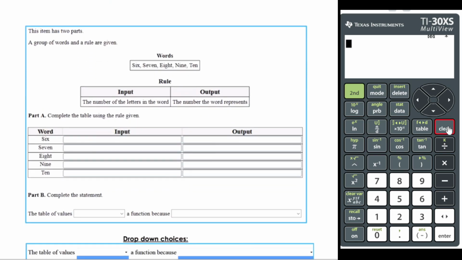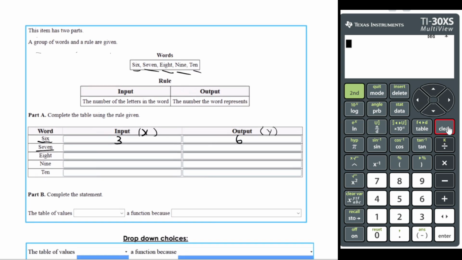All right, this item has 2 parts. A group of words and a rule are given. The words are 6, 7, 8, 9, and 10. The input, which is your x, is the number of letters in the word. The output, which is your y, is the number the word represents. So we start with part A. Complete the table using the rule given. 6. Well, obviously your output's going to be 6. How many letters are in the word 6? 1, 2, 3. It's 3.